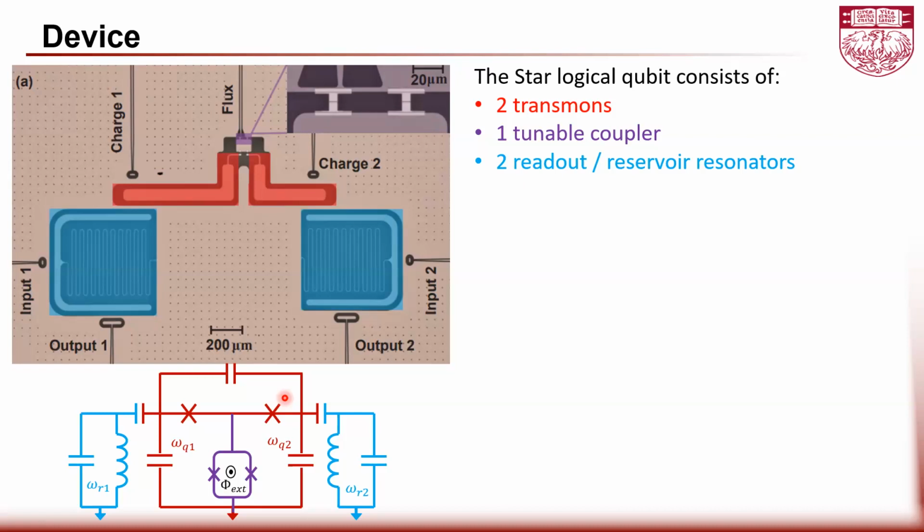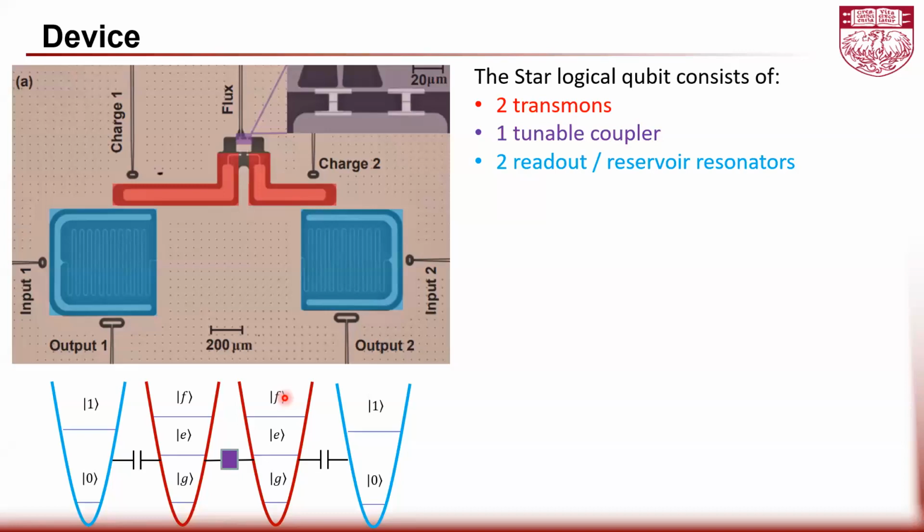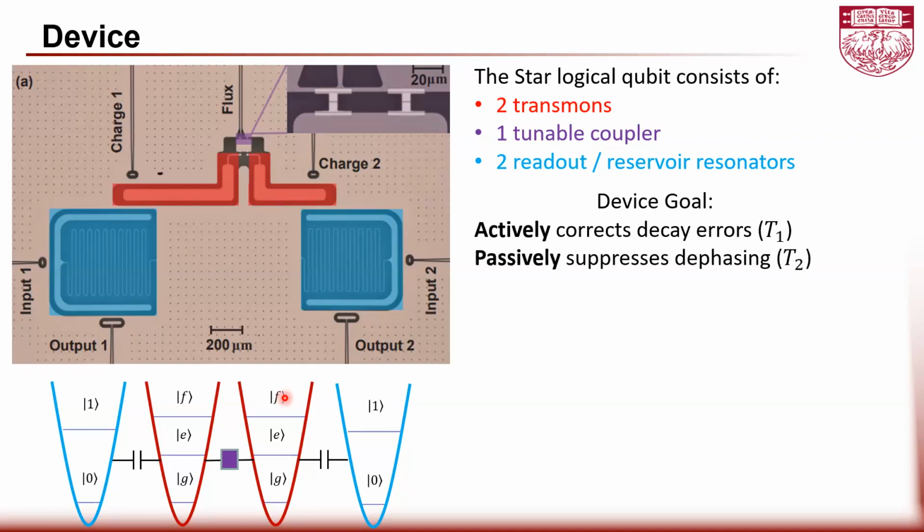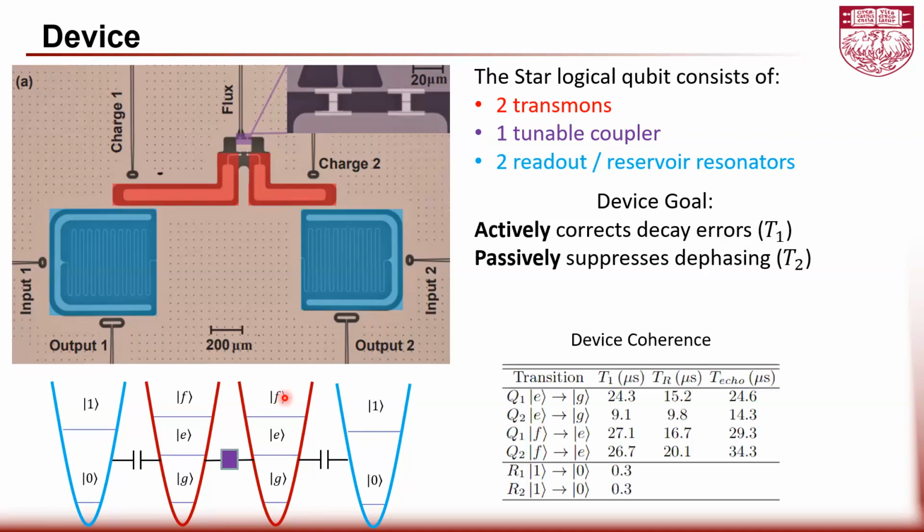But for simplicity, you can basically think of the system as 2 3-level systems coupled. Each one of the 3-level systems is coupled to the readout. As a reminder, the device goal is to both actively correct photon loss error and passively suppress dephasing error, improving both T1 and T2. The device coherence is here. We have, roughly speaking, 10 to 20 microsecond T1 and T2 for both of the transmons, and about 0.3 microsecond for the resonator decay.